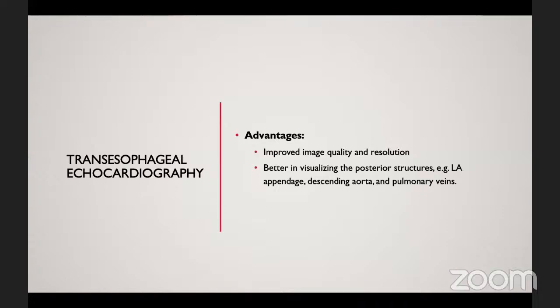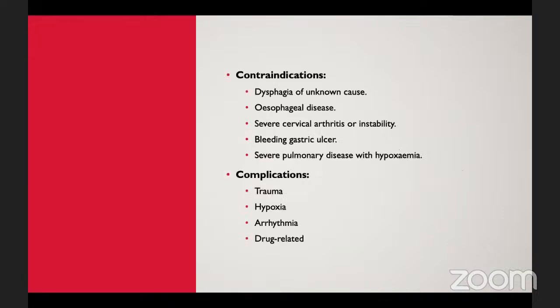The transesophageal echo. The advantage of transesophageal echo is that it comes very close to the heart, so the area to penetrate is less. So you can use a higher frequency and get better imaging quality and resolution, specifically for the posterior structures, because it's in the esophagus just close to them, meaning the LA, the appendage, the descending aorta, and the pulmonary veins specifically. So in assessing these structures, TEE is superior to transthoracic echocardiography.